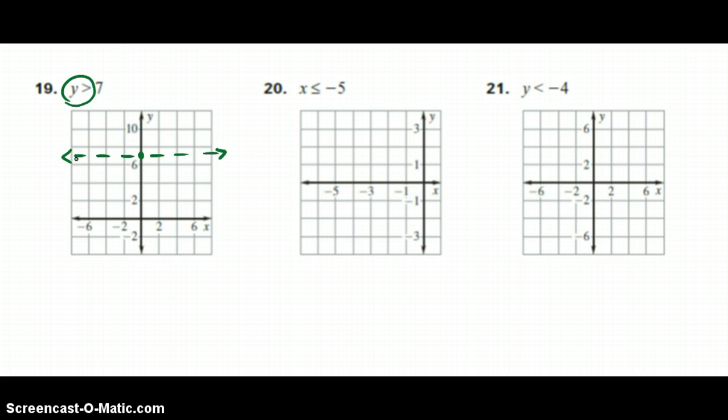And then again, we have to decide if we're going to shade above or below the line. Right, once again, y has to be greater than 7, so I'm going to shade above the line, right? Bigger numbers are always above. So think about what that means. So 21 should look very similar to number 19, but 20, right, now that I have an x variable instead of my y variable, my line should be going in a different direction. So again, I'm actually going to give you just about a minute here during this video for you to work on 20 and 21.